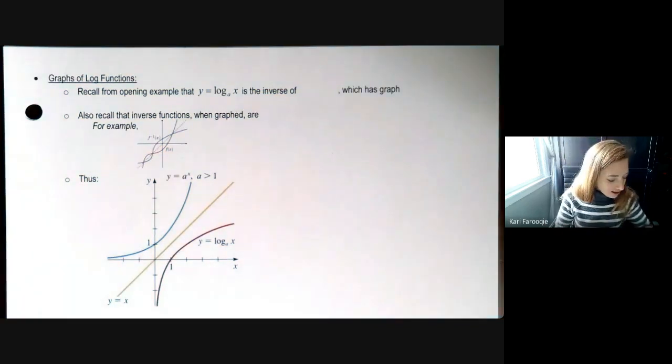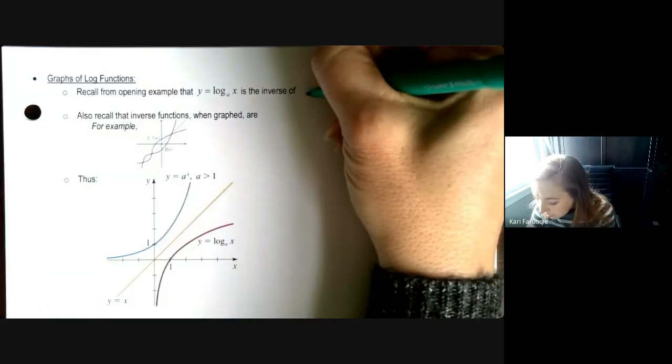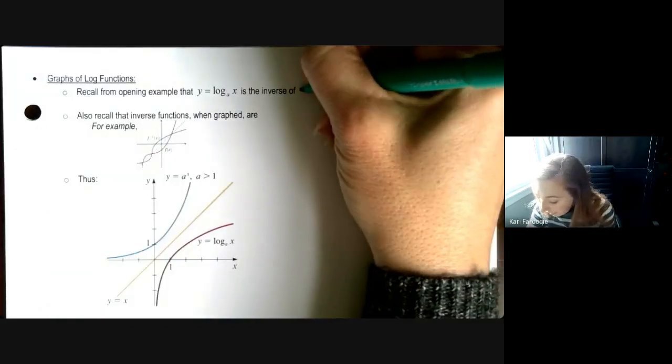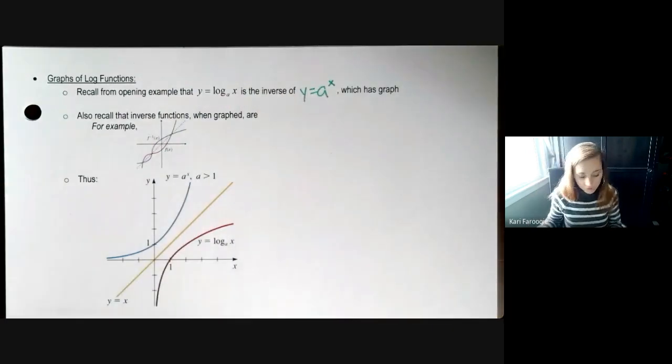Okay, graphs of log functions. We're not really going to spend a whole lot of time talking about this. Recall from the opening example that y equals log base a of x is the inverse of y equals a to the x, which has this graph.